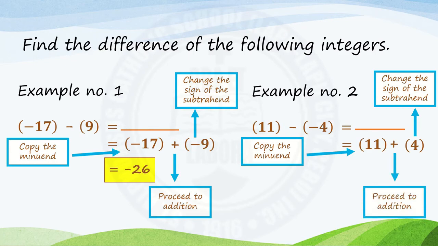As you can see, 11 and 4 are both positive. It means that according to the rules of adding integers, you will add the two numbers if they are both the same sign. Therefore, 11 plus 4 is 15. Yes, 15. And your final answer is equal to positive 15.